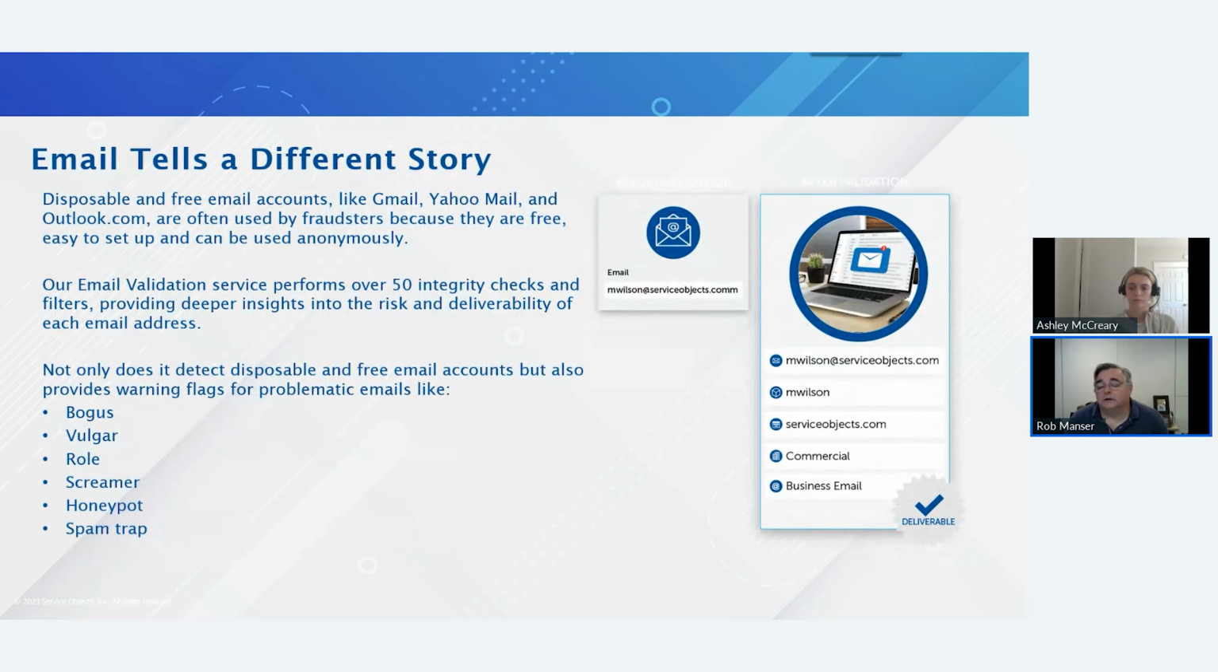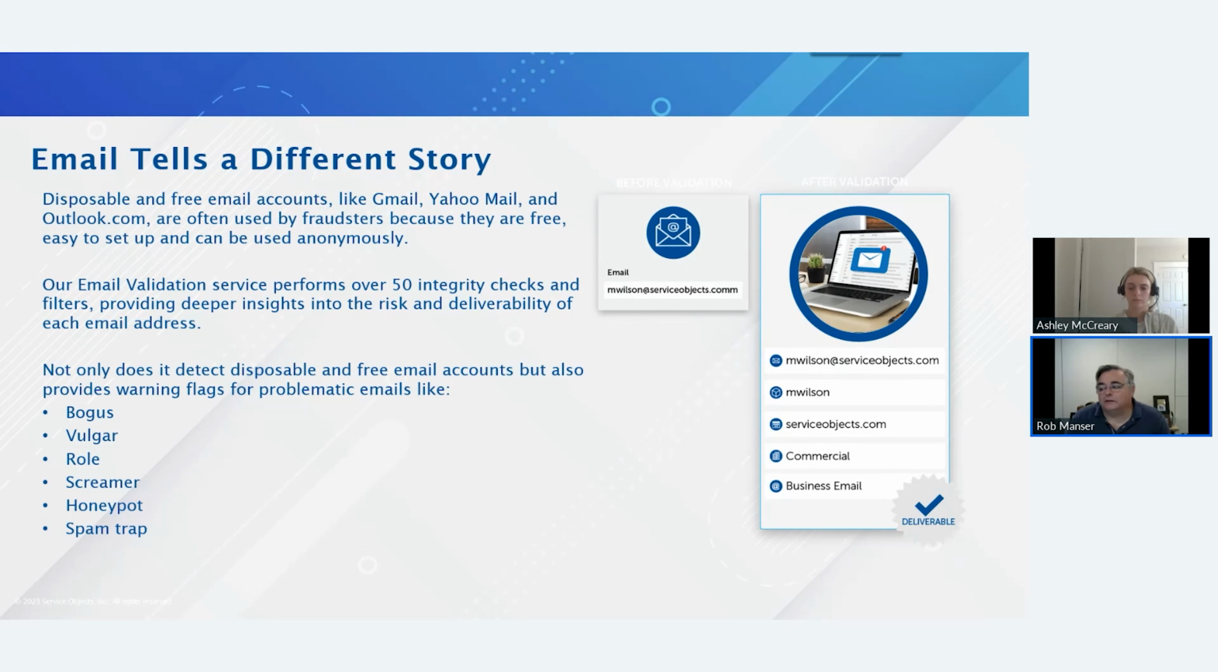Now, when you look at email, like disposable phones and free VoIP accounts, there are disposable and free email accounts like Gmail and Yahoo and Outlook and many, many more. And they're often used by fraudsters because they are free and easy to set up and can be used pretty much anonymously. And so our email validation service performs over 50 integrity checks and filters, and it provides deeper insights into the risk and the deliverability of each email. Again, it's a double benefit. We are going to help you with deliverability of legitimate emails as well as help flag some of the less, let's say, legitimate email accounts.